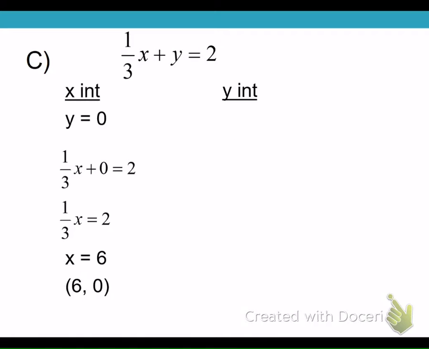All right, y-intercept. Now what? Make the x equal to 0. So you can basically just get rid of the 1/3 x part. It leaves us with y equals 2. That's my y-intercept.